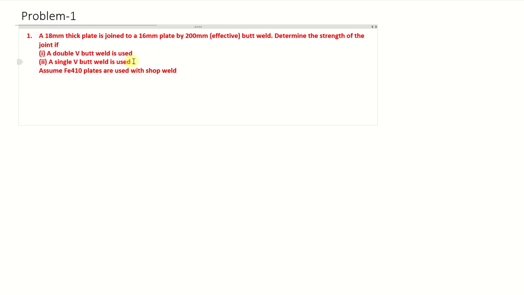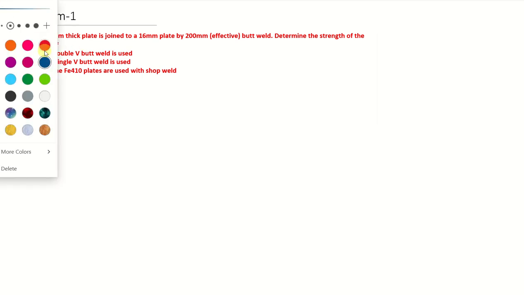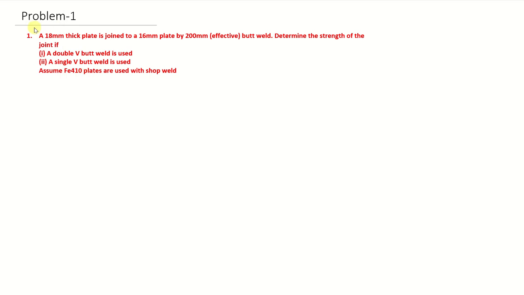Here an 18 mm thick plate is joined to a 16 mm plate by butt weld, and 200 mm effective length was given. Determine the strength of the joint if a double V butt joint is used, and if a single V butt joint is used. Assume Fe410 plates are used with a shop weld.